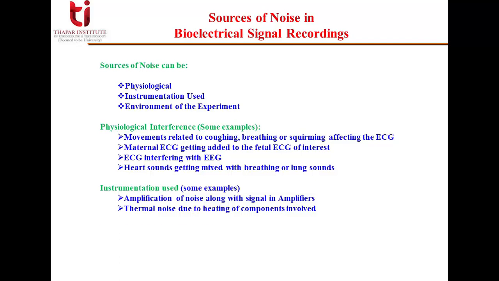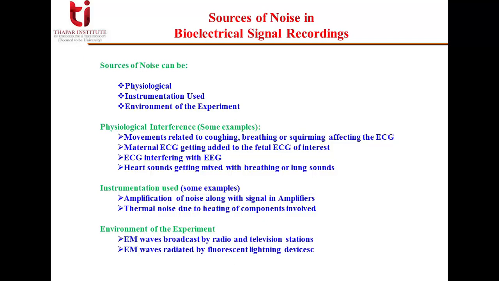Now next can be the environment of the experiment. Our environment is filled with electromagnetic waves that can be natural or man-made. Electromagnetic waves broadcast by radio and television stations and those radiated by fluorescent lighting devices, computer monitors and other systems used in the work environment can be picked up by cables, devices and connectors. Such interference may be termed as being due to the environment of the experiment.